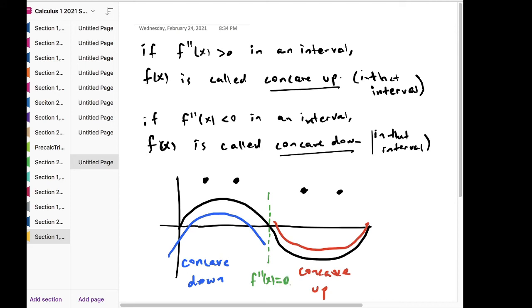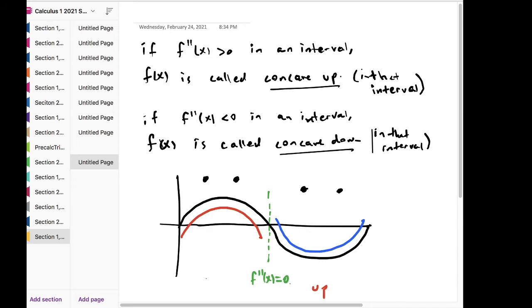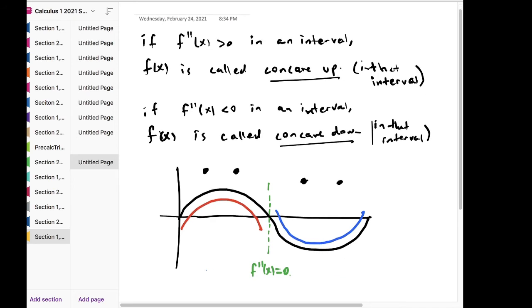Maybe I should reverse the colors because I've been doing positive, negative. Any questions about that? I'm feeling concave down? I'm sorry, is the math making you concave down? I hope not. Yeah, I feel that. It's been concave down lately. Hopefully soon it'll be concave up. All right, any questions about that?